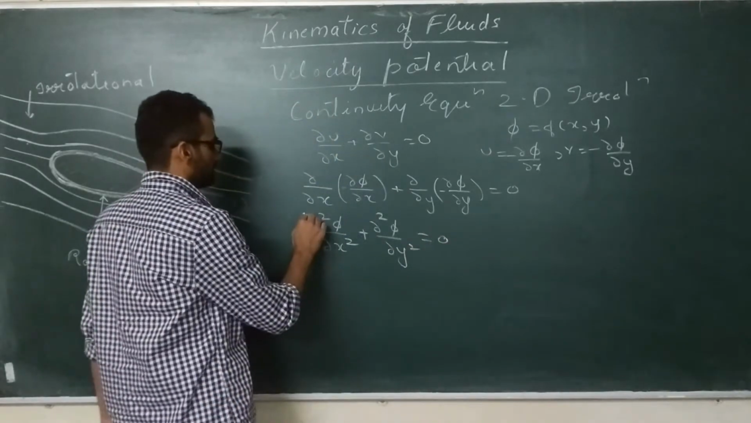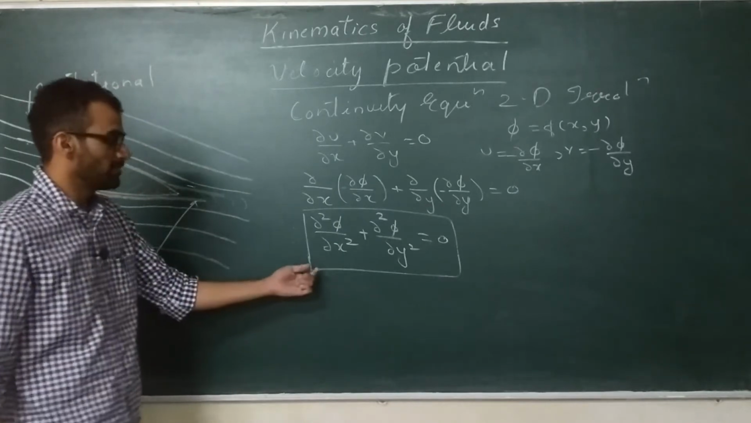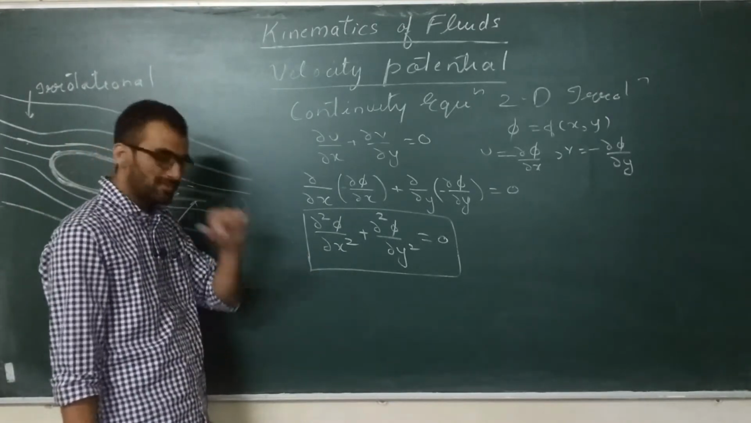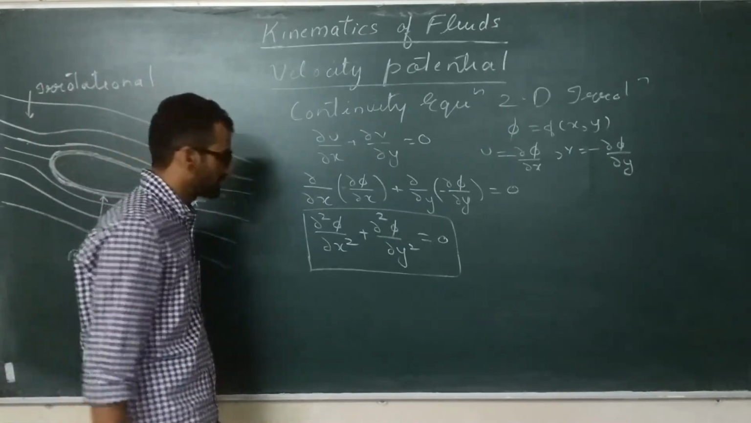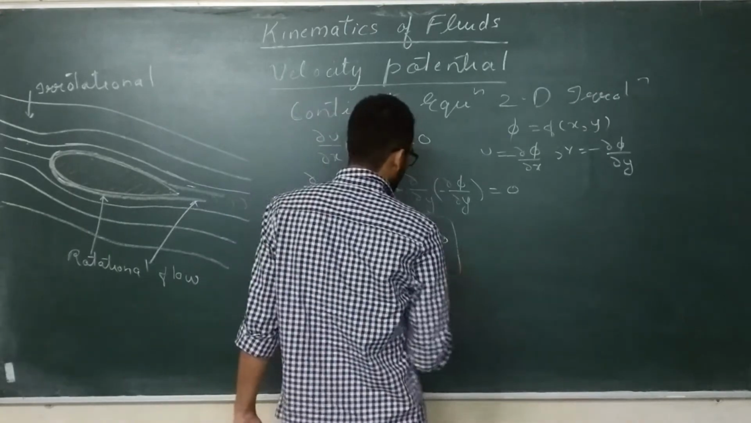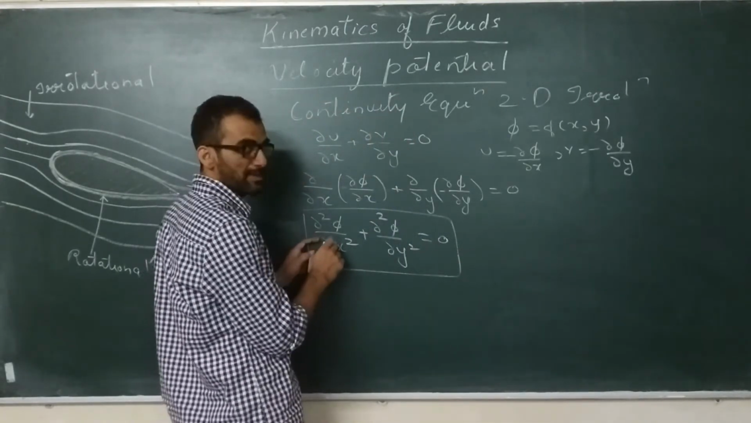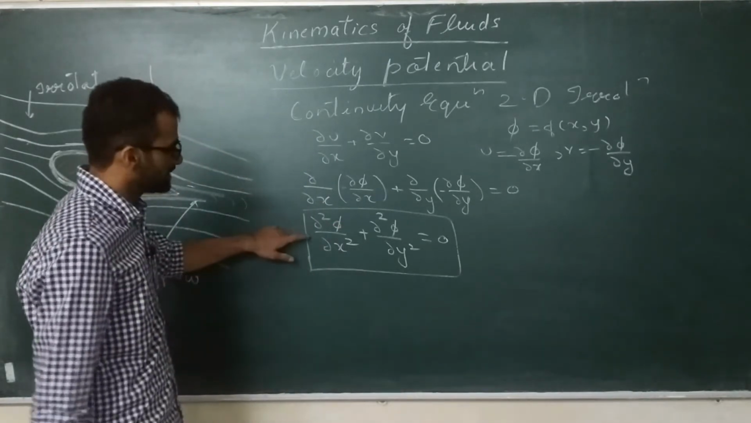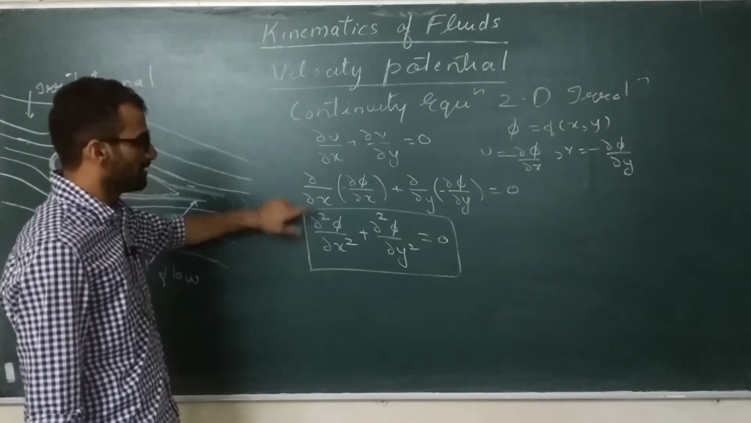This equation is similar to a differential equation we have seen earlier. That is called the Laplace equation. So basically this is the Laplace equation, that is, applying the Laplace operator on the velocity potential function. Now what is the significance, or why is it good for us?